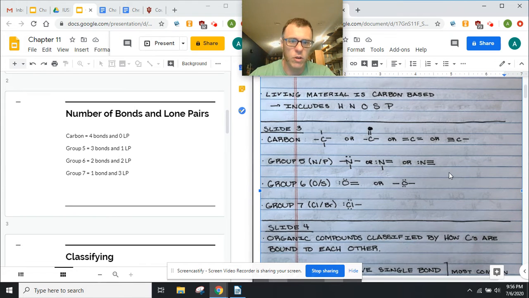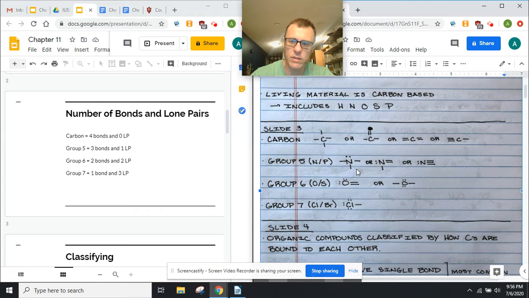Okay, number of bonds. We've got to remember this. If you don't remember this, you're going to be in deep trouble. Carbon makes 4 bonds. That's it. Doesn't have any lone pairs. 4 single bonds, a double bond and 2 single bonds, 2 double bonds, or a triple bond and a single bond. That's it. Group 5, which is like nitrogen and phosphorus, they have a lone pair.